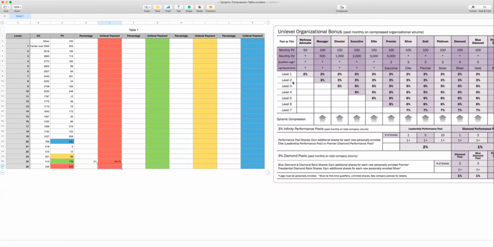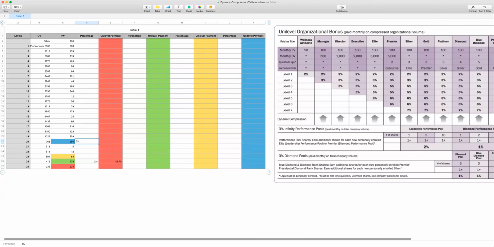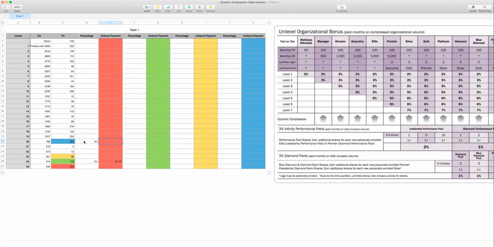The next level 2 payment is 3%, and it goes to someone who has achieved the rank of manager, which is 100 PV order plus 500 OV. All right, so we'll find the next person that has that, and this is the person on level 20. Okay, so they get a 3% payment times that PV, so $7.